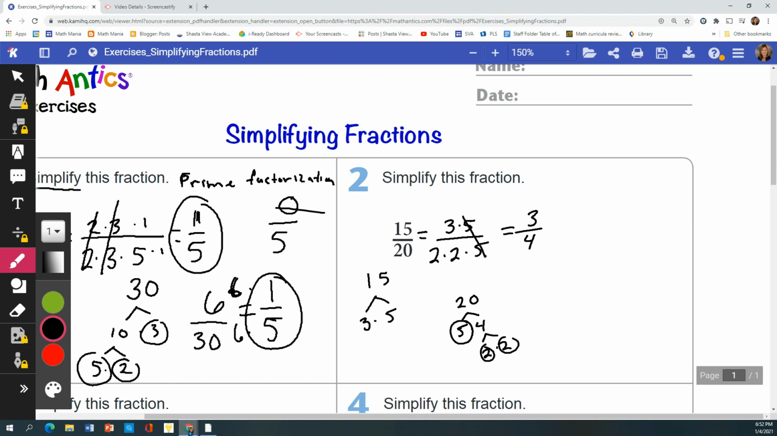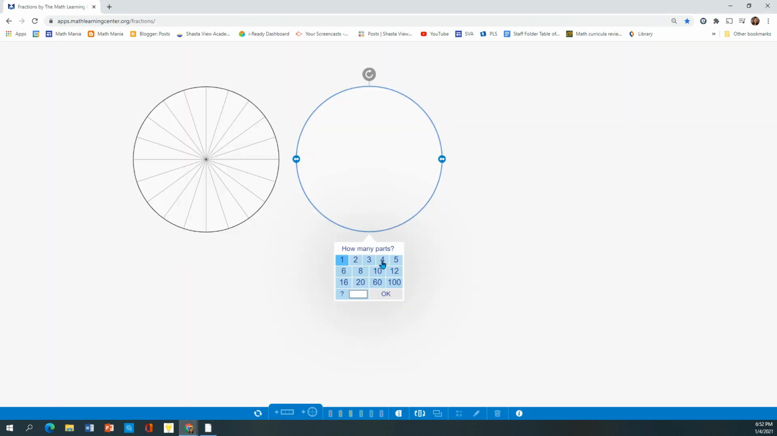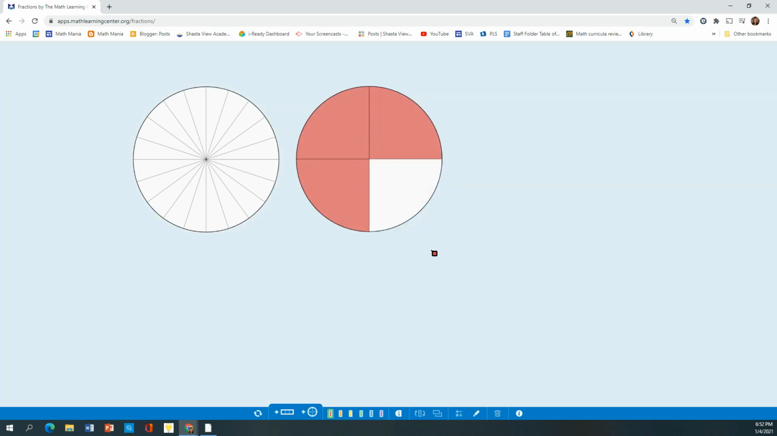3/4. Yes. Sorry. So broken up into fourths. So I'm going to color in. It says we're going to have 3 out of 4. So I'm going to go ahead and color that in first. 1, 2, 3, because it's 3/4. And then I'm going to go ahead and put this one on top.